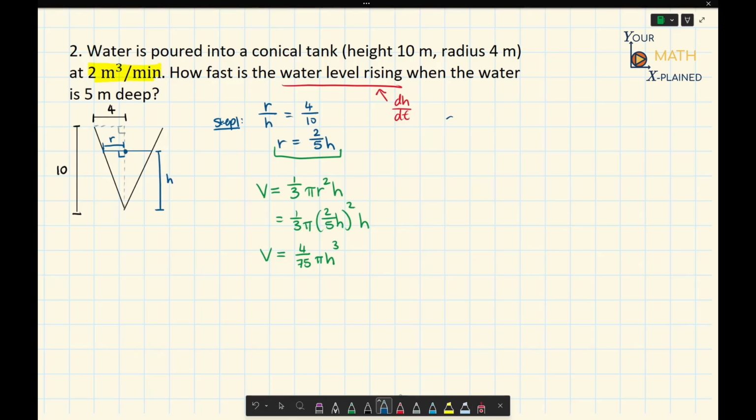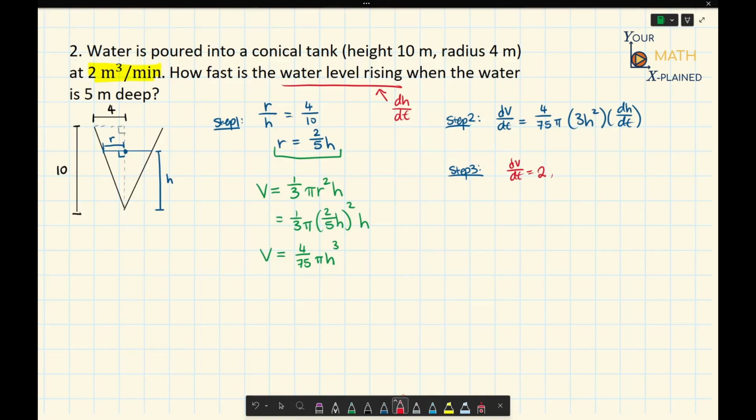So it's always a good idea to look ahead and see what you're trying to solve for when you do substitutions like this. So now for our step 2, we are going to differentiate both sides of the equation with respect to t, which means we get dV/dt is equal to 4 over 75 pi times 3h squared times dh/dt. And now our step 3 is going to be for us to substitute in the values that we know. We're told that water is being poured into this tank at 2 meters cubed per minute. So that means dV/dt is equal to 2, because that's how quickly the volume is increasing.